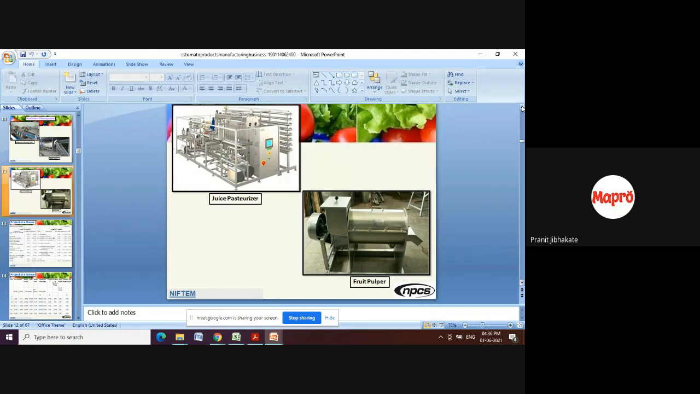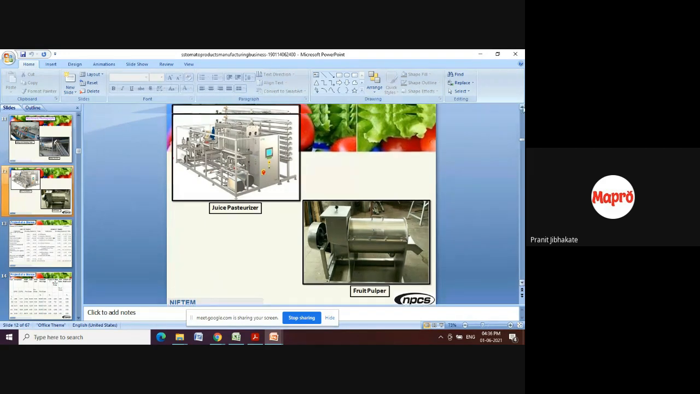Then there are different procedures for different pulps. So I'll tell you for the mango. For mango, we'll wash the fruit, then we'll cut the fruit. And there is a huge conveyor. We call it a merry-go-round.